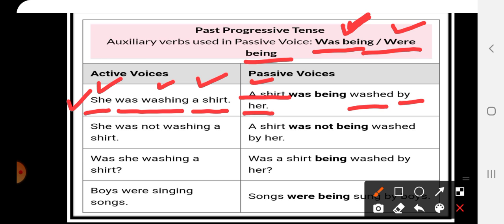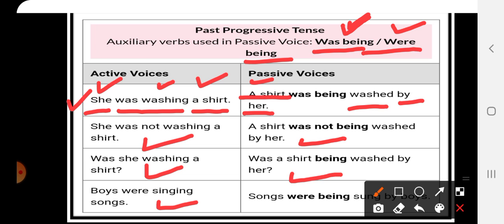She was, this is a negative sentence, she was not washing a shirt, will be changed as a shirt was not being washed by her. Third, an interrogative sentence, is was she washing a shirt, will be changed as was a shirt being washed by her. The next sentence, boys were singing songs.